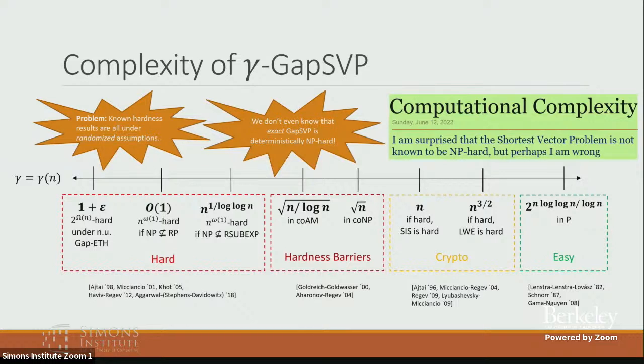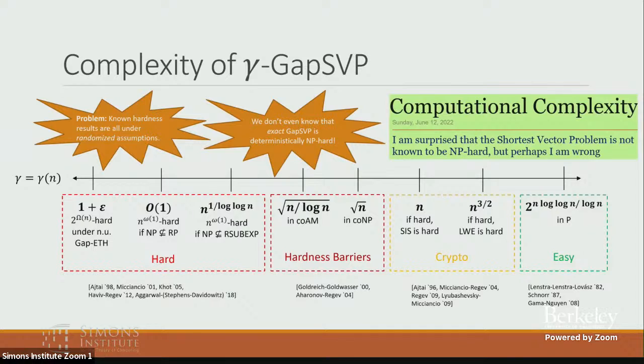What did you just say? The minimum distance problem, which is the analog of the shortest vector problem on codes, is known to be NP-hard under deterministic reductions, under the standard notion. There is a similar picture that you can draw for learning parity with noise.